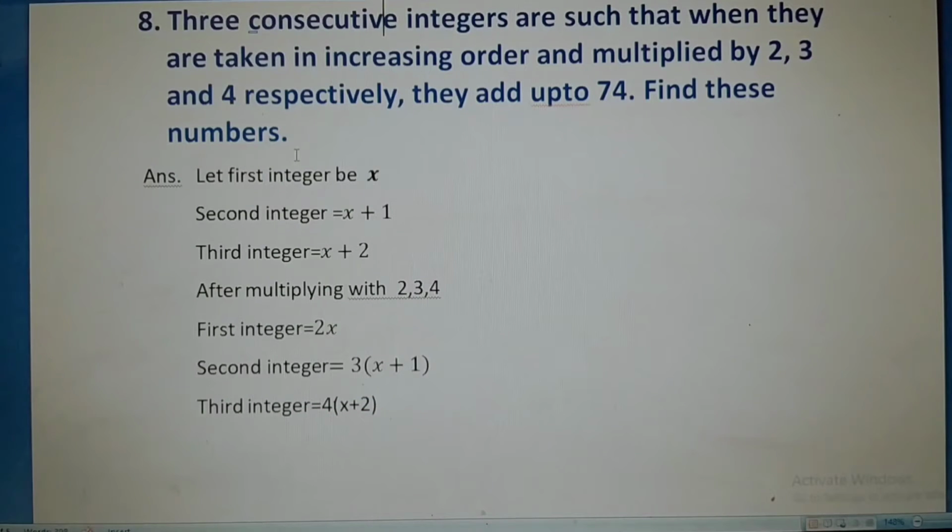Once more, we can take first integer x, second integer x plus 1, third integer x plus 2. These three terms are multiplied in increasing order: first integer multiplied with 2, that is 2x. Second integer x plus 1 multiplied with 3, that is 3 into x plus 1. Third integer x plus 2 multiplied with 4, that is 4 into x plus 2.